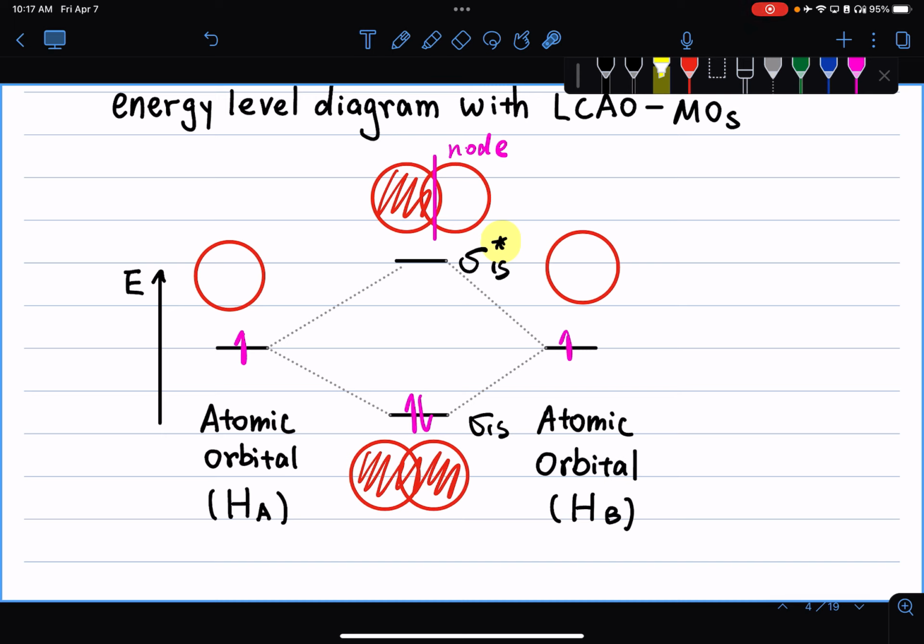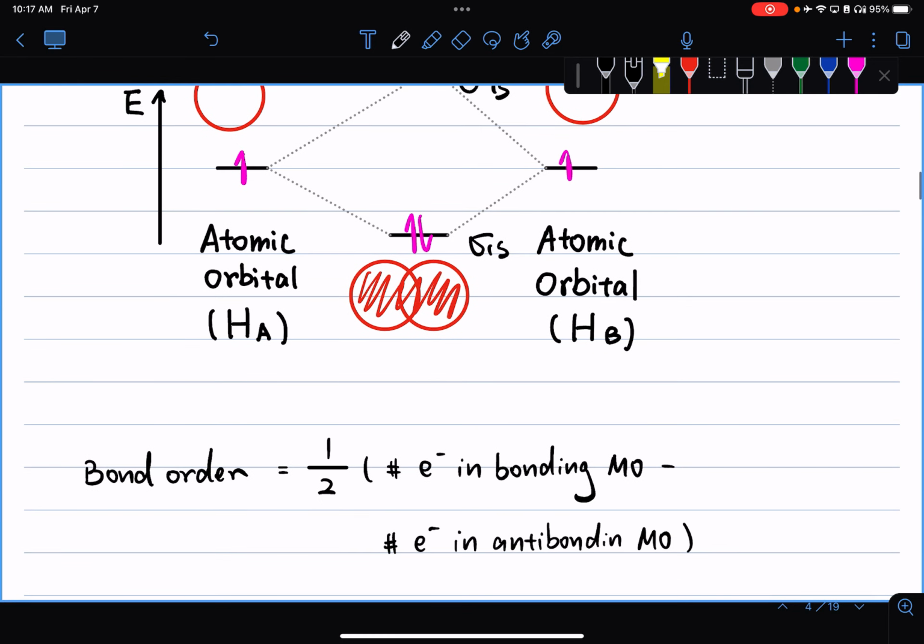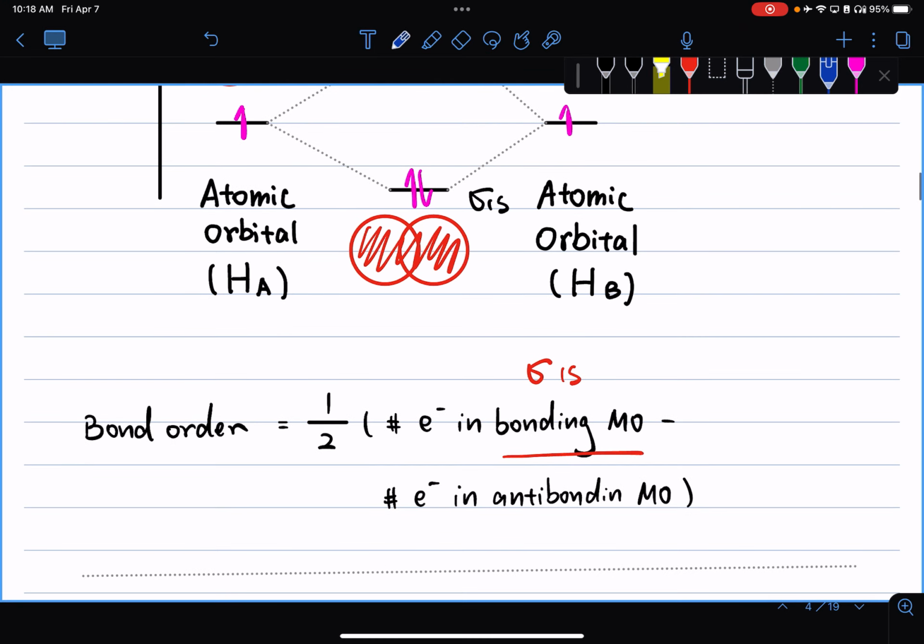The other way to use it is to use the molecular orbitals to derive the bond order of a specific molecule. So in this case, for example, the bond order equals 1/2 times the electrons in the bonding MO minus the electrons in the anti-bonding MO. So in my bonding MO, what we're saying is electrons in my sigma 1s molecular orbital, and the anti-bonding MO is electrons in my sigma 1s star. Whenever you see a star, that is an anti-bonding MO.